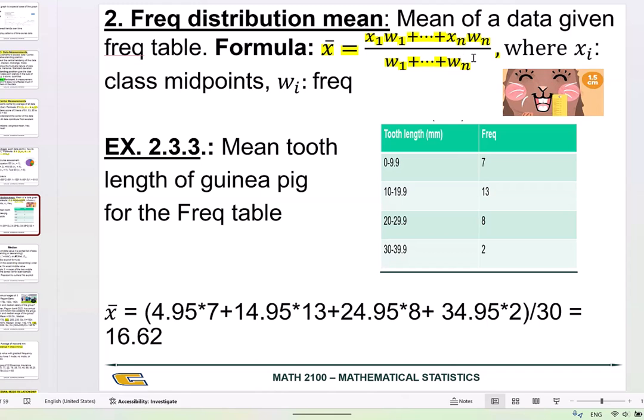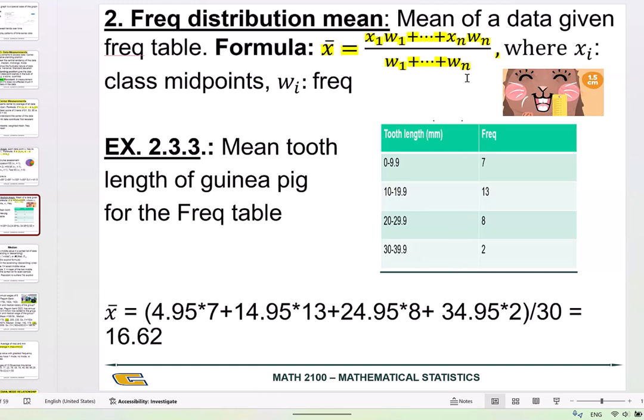Here, xi will be the class midpoint. For each class you have a number that represents the class, which is the class midpoint. For example, for this class the midpoint is 0.99 divided by 2, so you get 4.95. For this class, you have 14.95. This class, you get 24.95. For this class, the representative number would be 34.95.